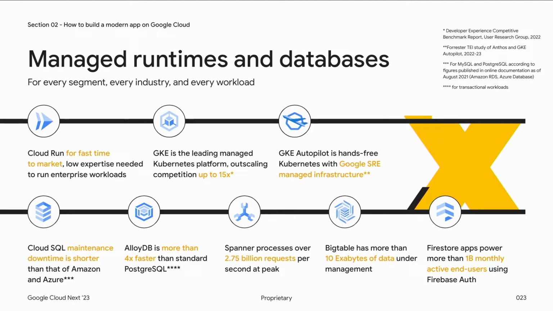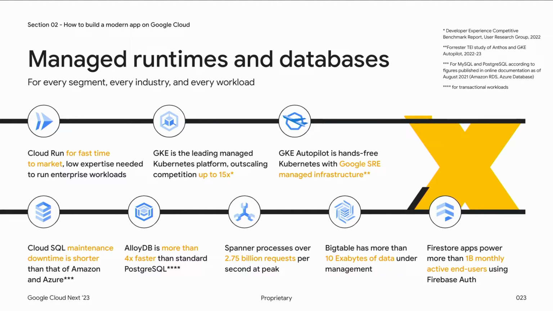It's a very special database that powers most of Google applications like Gmail and YouTube and others. And it processes more than 2.75 billion requests per second, which is more than an order of magnitude of any of our competitors can do. So it's a true flagship product for the most demanding workloads out there. Those 3 are the relational databases.